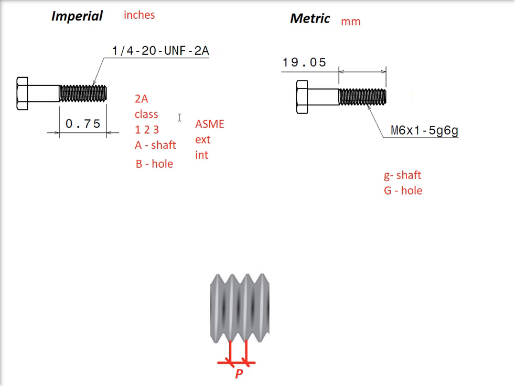And since I mentioned here unified fine and coarse thread, here we don't have this abbreviation, but what we have here, in our case, one will be coarse thread, but if we have, let's say, M6.75, it will be fine thread. I guess it explains everything.